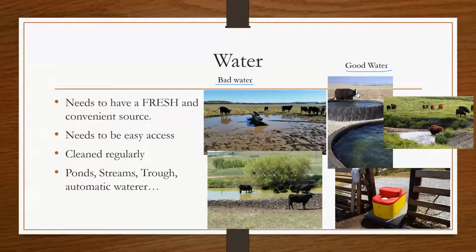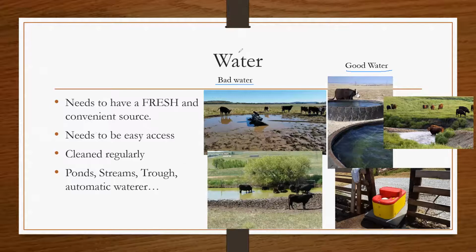And then the pond on the bottom obviously has water that's been sitting there for quite a while. It's turning green. You can see the algae in it. The cows are standing in it, which means that they're also going to the bathroom in it. They're dragging other particles in with their feet. So it's just not a clean, fresh source of water.